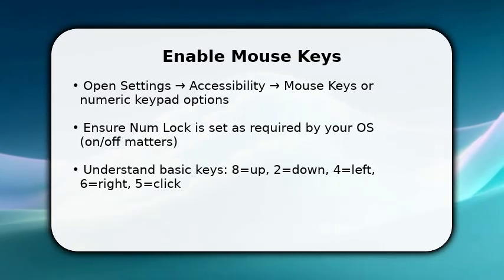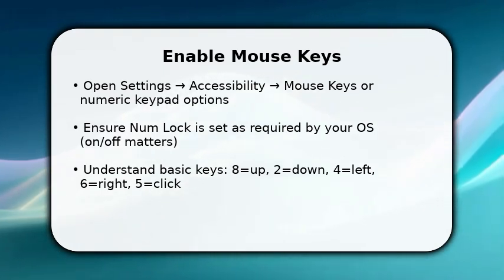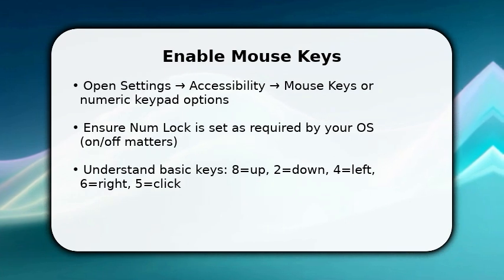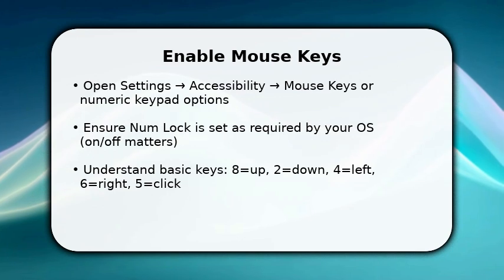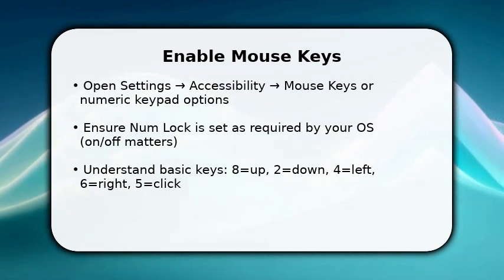You start by enabling mouse keys and accessibility so your numeric pad moves the pointer. This is faster than installing tools. Once you enable it, make sure numlock state matches your system's expectation because the keypad will behave differently otherwise.